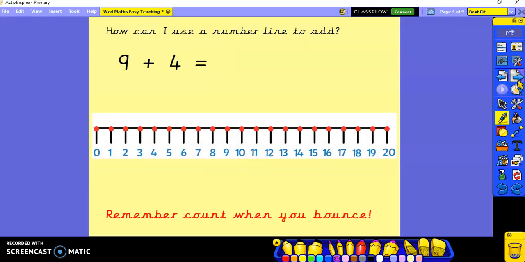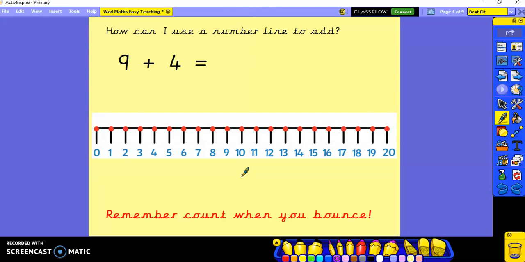Let's have a look at another one together. So remember, count when you bounce. 9 add 4 equals. So we're starting on the number 9 and we're adding, so going forwards, 4 bounces. So pause it now so that you can have a go at working out the answer.